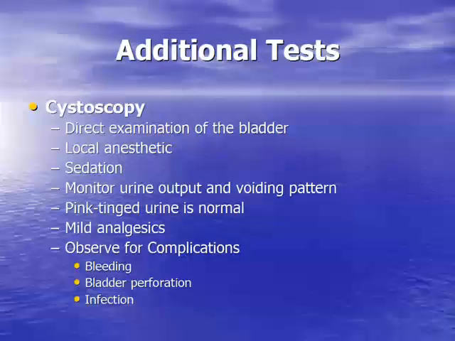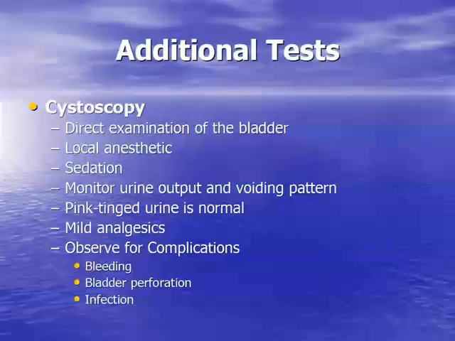Additional tests that may sometimes be done to look at renal function would be cystoscopy. This is an example that can look at direct examination of the bladder. It's done typically under a local anesthetic with perhaps conscious sedation, or whatever type of sedation the physician prefers. Important to monitor the urine output and voiding pattern of that patient.